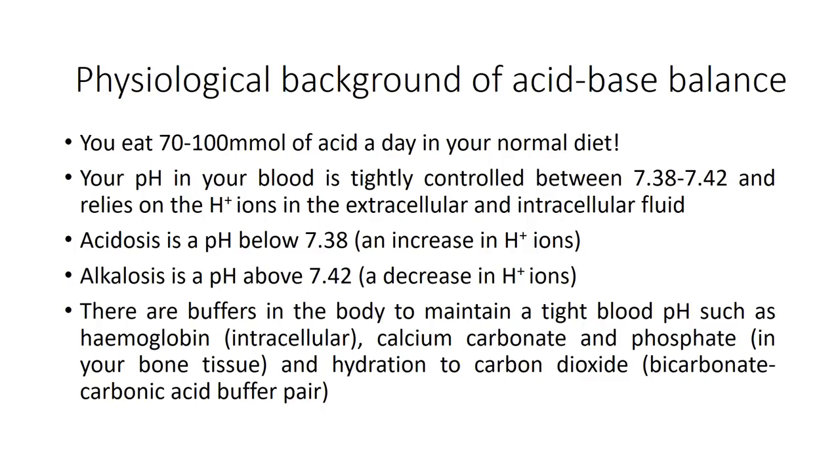Acidosis is a pH below 7.38 or 7.35, which is due to an increase in hydrogen ions. And alkalosis is a pH above 7.42, which is due to a decrease in hydrogen ions.